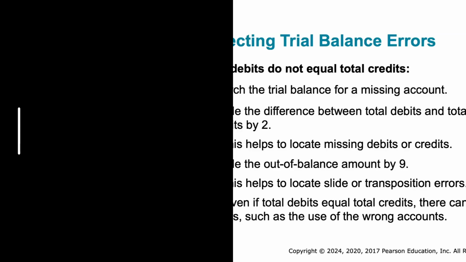Even if total debits equal total credits, there can still be errors, such as the use of the wrong accounts. You can use the wrong accounts, or you could have omitted an entry totally, right? That happens as well. This only tells you if you've gotten just one side of the entry wrong.